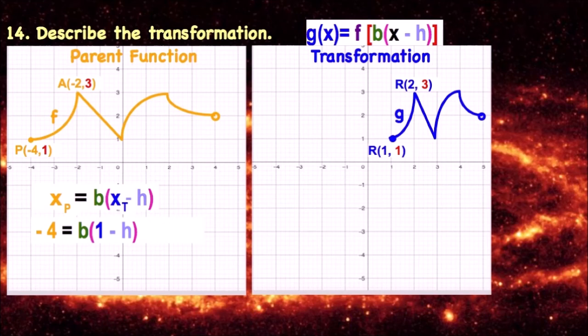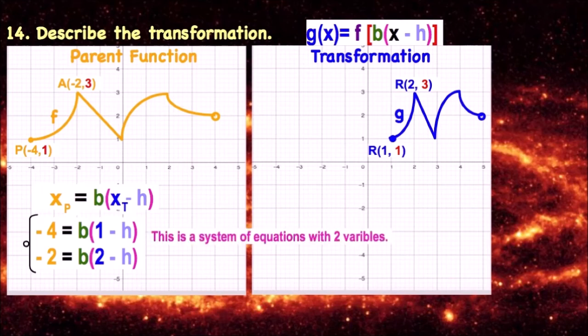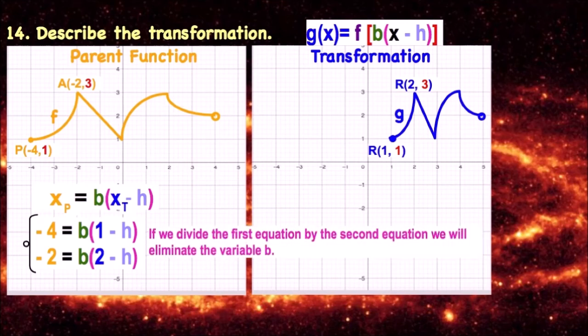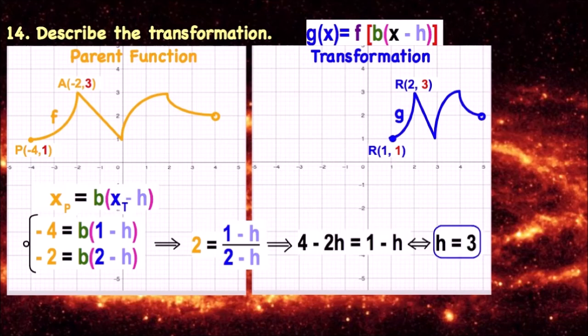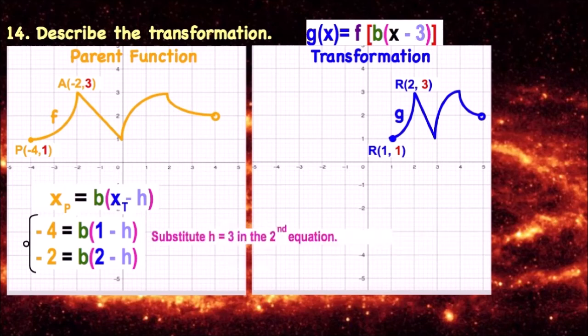-4 equals b times the quantity 1 minus h, and -2 equals b times the quantity 2 minus h. This is a system of equations with 2 variables. If we divide the first equation by the second equation, we will eliminate the variable b. Thus, after dividing them, we obtain 2 equals (1 minus h) over (2 minus h). Thus, 4 minus 2h equals 1 minus h, equivalent to h equals 3.